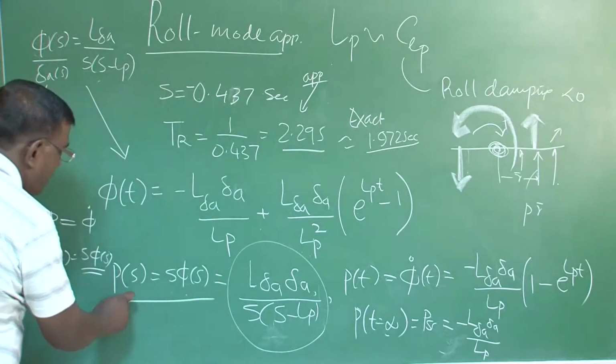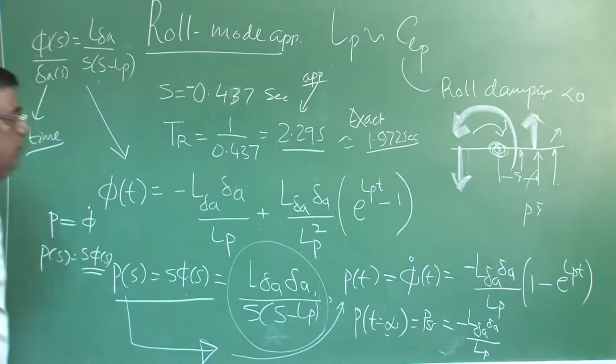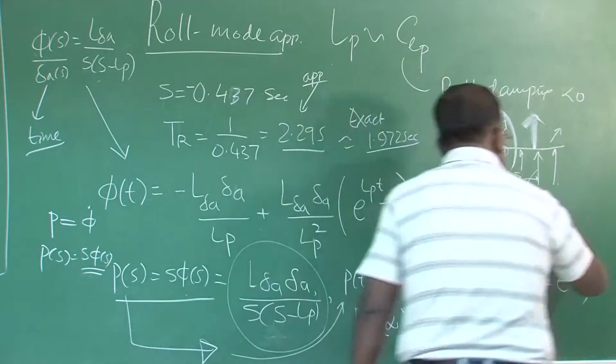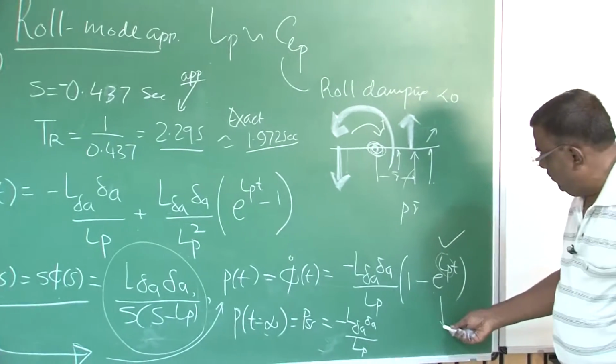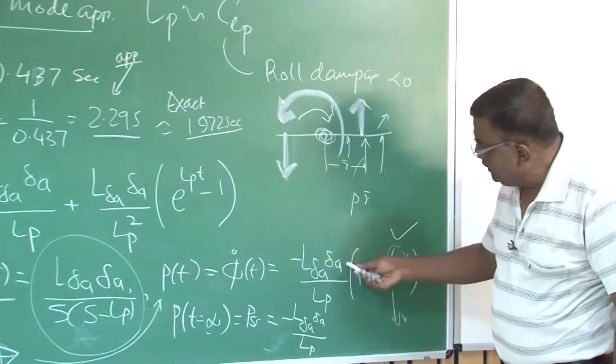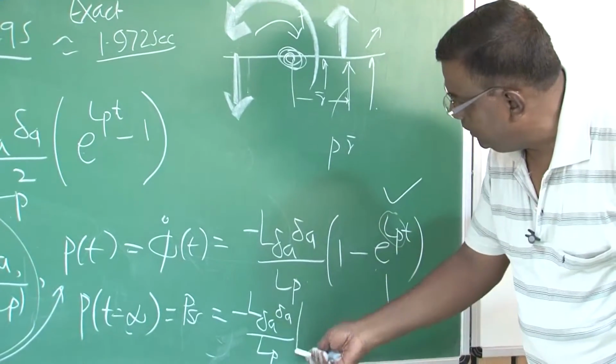So I can easily go from the frequency domain to the time domain by doing an inverse Laplace transform. So this will come out to be this. Okay, so what are you seeing in this expression? E to the power LPT. LP is what, positive or negative? LP is negative, so as time increases, this term will vanish. So you will get a steady state value, which is minus L delta into delta by LP.